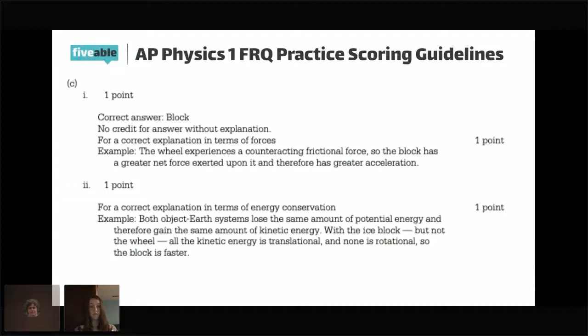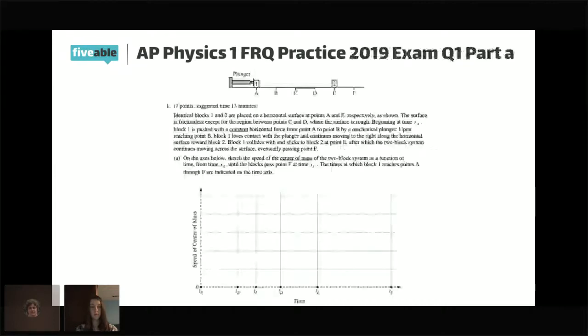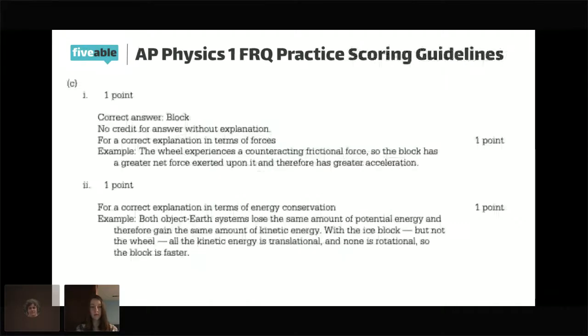So a question could be asked with it being a block of the exact same material, which means it would have the exact same friction force as the wheel. And in this case, you have to pretty much turn to the energy argument, but they were a little generous here with making it ice. And that's the end of the first FRQ we're going to go over.